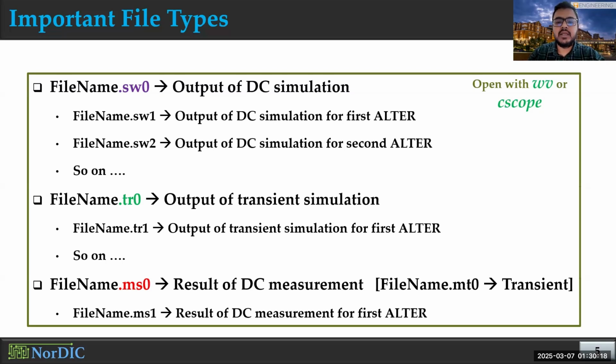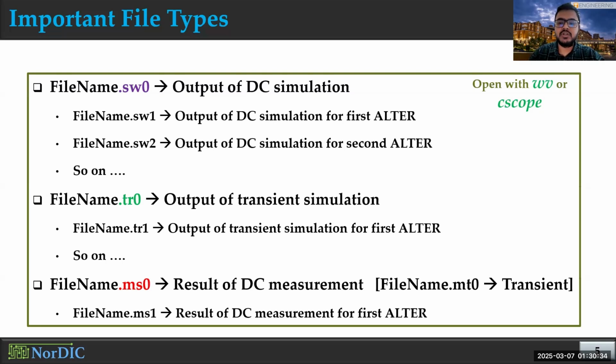Again, there is another option that you can use in HSPICE, which is the alter command, and there you can vary the values of different parameters, and you can run the same simulation or same analysis with those different values of parameters.